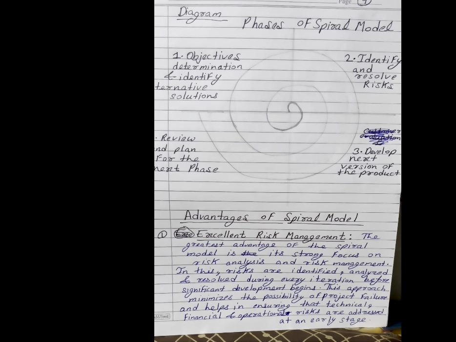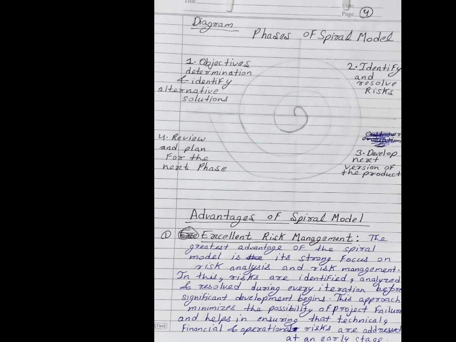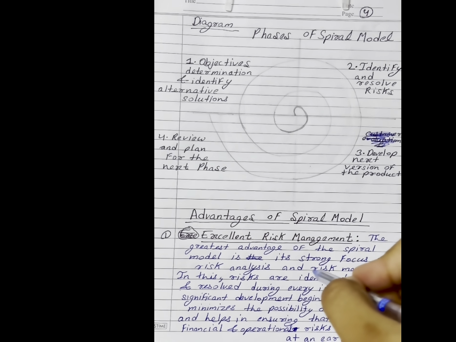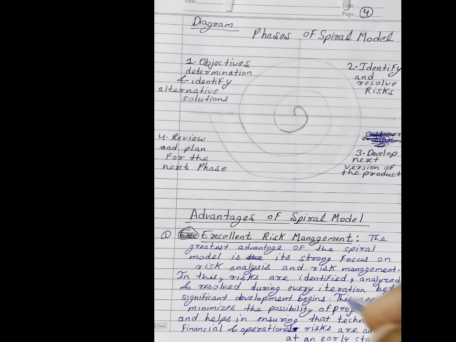So now let's discuss the advantages and disadvantages of the spiral model. The first advantage is excellent risk management. We can say that the greatest advantage of the spiral model is its strong focus on risk analysis and risk management. Risks are identified, analyzed, and resolved during every iteration or phase before significant development begins. This approach minimizes the possibility of project failure and helps ensure that the technical, financial, and operational risks are addressed at an early stage.